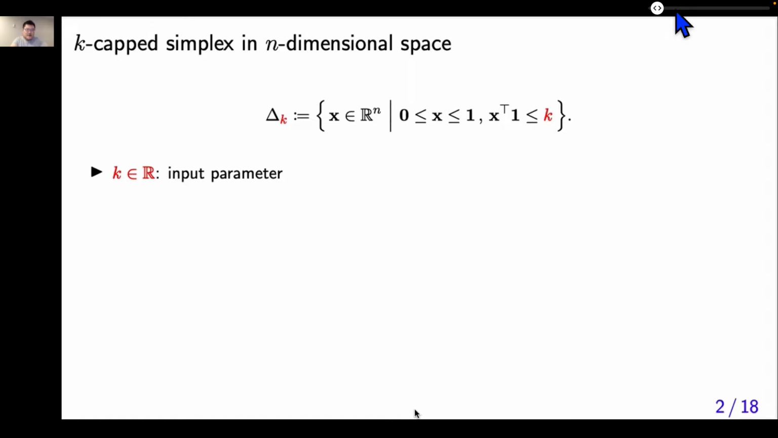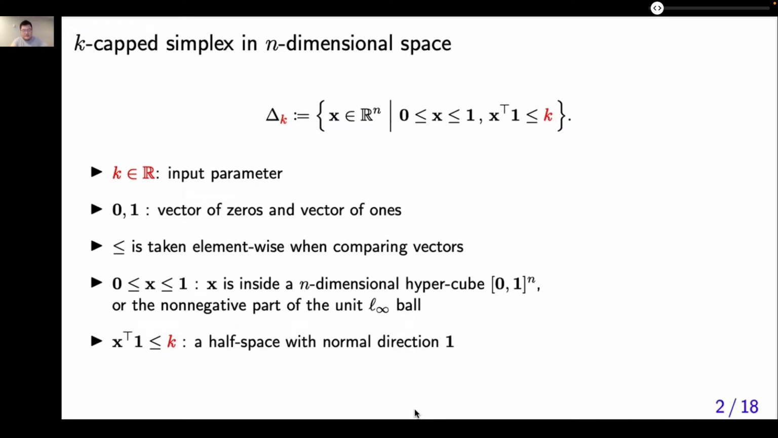So what is the Capped Simplex? This is the definition. It is denoted by delta K, where K is the parameter. We use the standard notation, so 0 and 1 just represent the vector of 0 and 1. Inequality is taken elementwise, and so on.